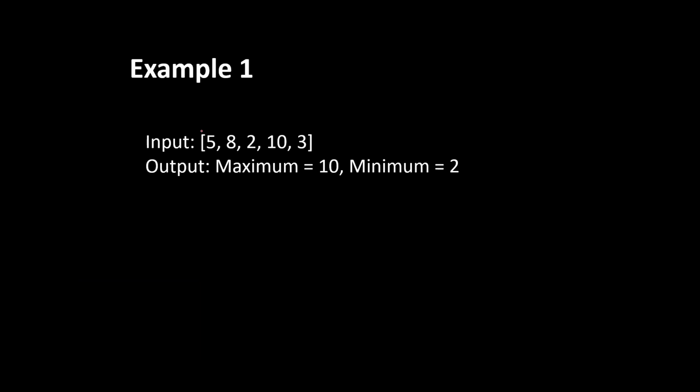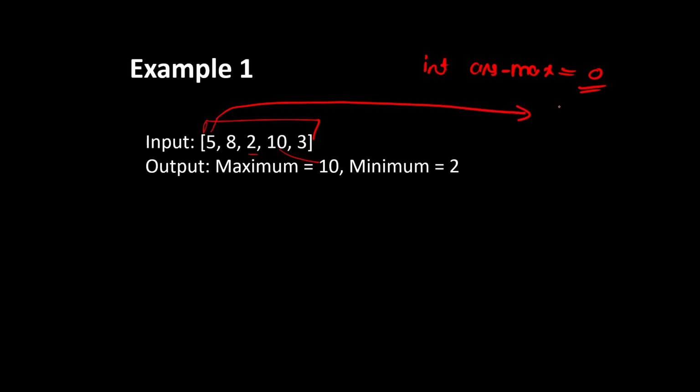There is a given array of 5 elements, and in this the maximum element is 10 and the minimum element is 2. In order to find the maximum element, firstly you need a variable to store this answer max. Suppose I take it as 0, or you can also take the array's first element, like a dot 0, that is 5.